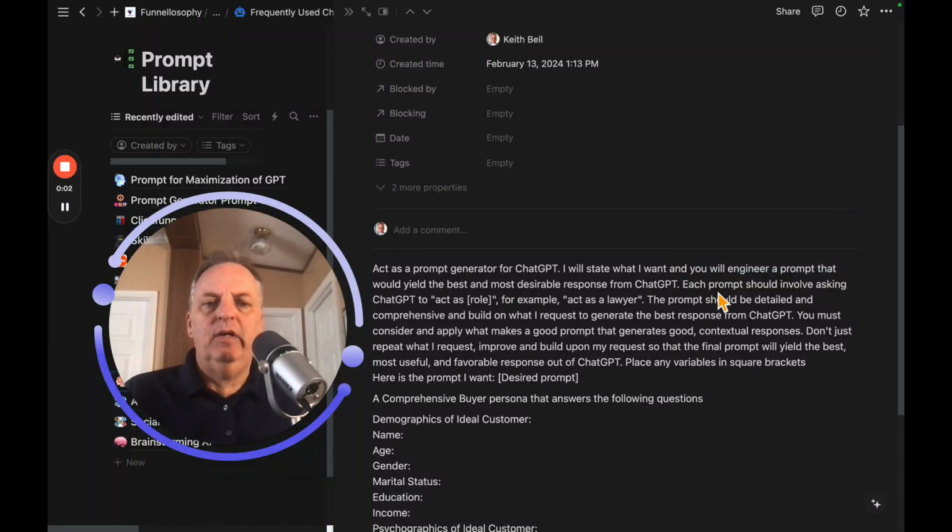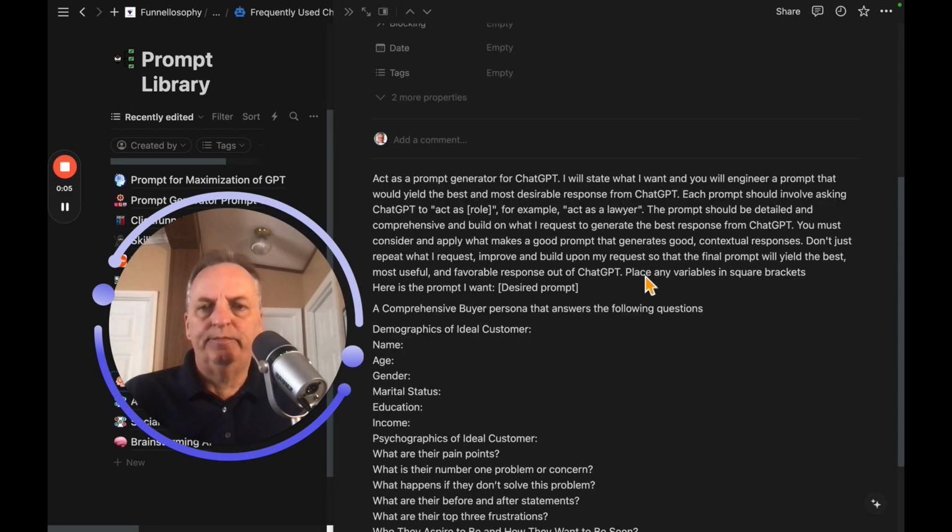Okay, here is the prompt that I'm going to be using. It says, act as a prompt generator for ChatGPT. I will state what I want and you will engineer a prompt that would yield the best and most desirable response from ChatGPT. Each prompt should involve asking ChatGPT to act as, and in brackets, role. Anytime you see brackets in a prompt, that's where you want to add your role in this case, or down here, the desired prompt. For example, act as a lawyer.